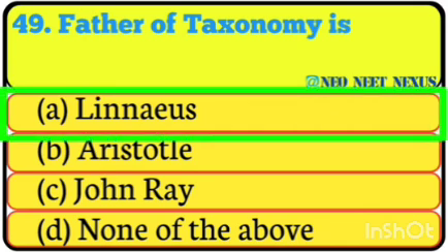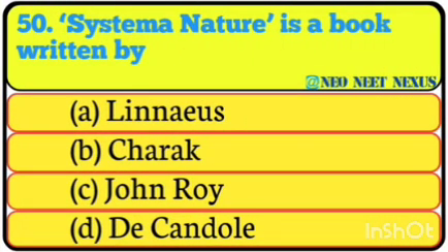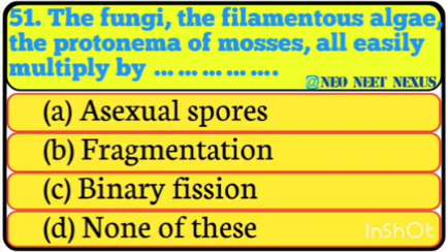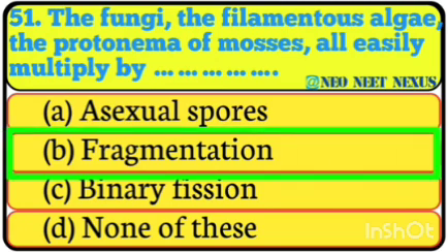Linnaeus. Next, Systema Naturae is a book written by A. Linnaeus. B. Chirac. C. John Ray. D. De Candolle. Correct answer is option A. Linnaeus. Next, the fungi, the filamentous algae, the protonema of mosses all easily multiply by A. Asexual spores. B. Fragmentation. C. Binary fission. D. None of these. Correct answer is option B. Fragmentation.